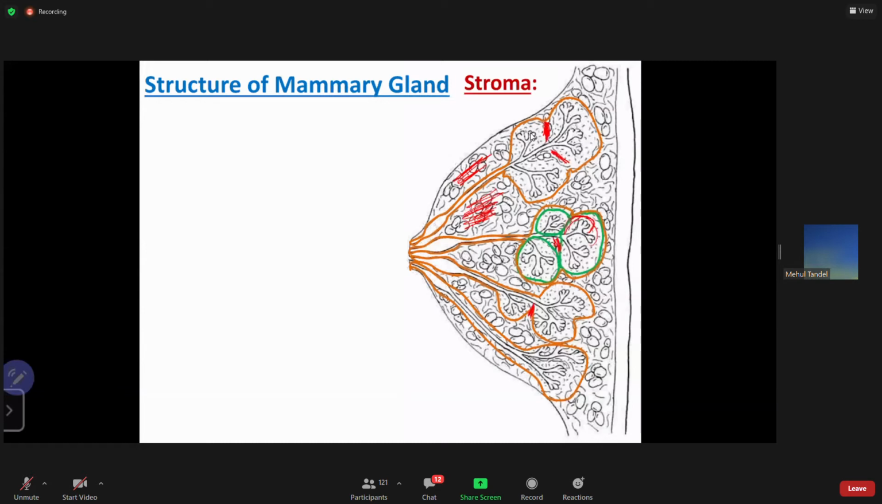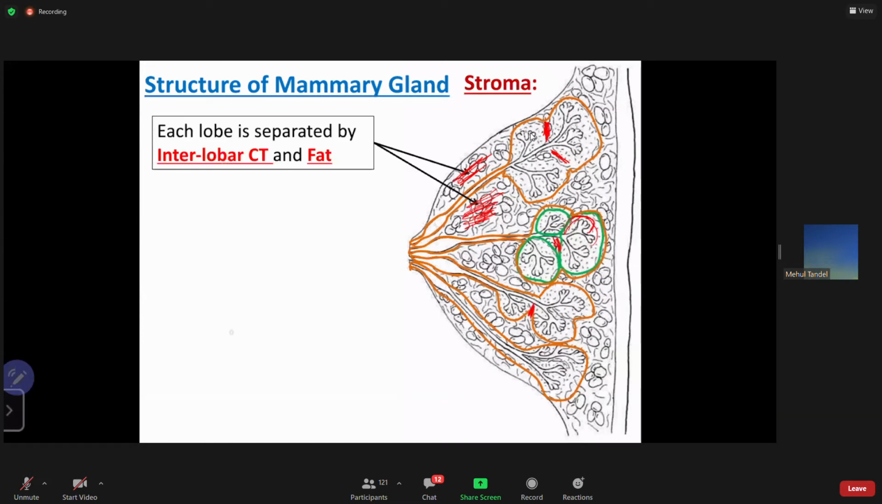The first part: each lobe is separated by interlobar connective tissue, which you can see here. This interlobar connective tissue also contains adipose tissue, fat, and it is always dense irregular connective tissue. This is dense irregular connective tissue.